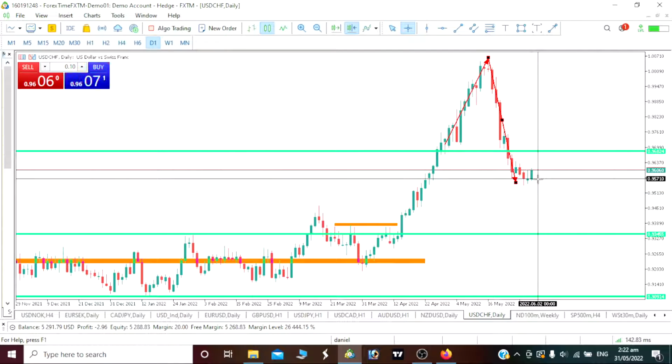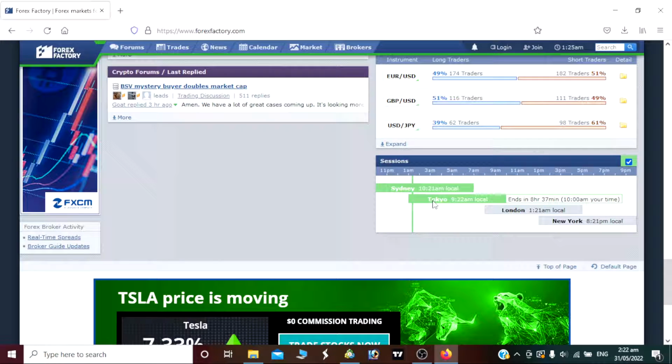We can see our price has moved about 38 pips. And guess what, we are on our Tokyo session, after the Sydney session. You can see our Tokyo session has opened. London has not opened. It will still take about 5 to 7 hours for our London session to open, and before our New York session opens.